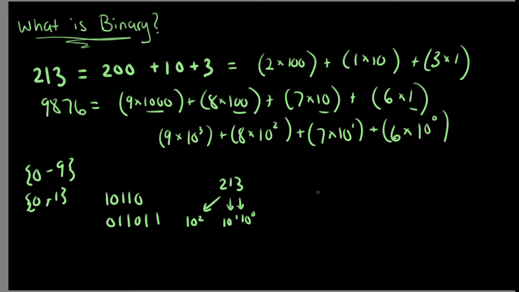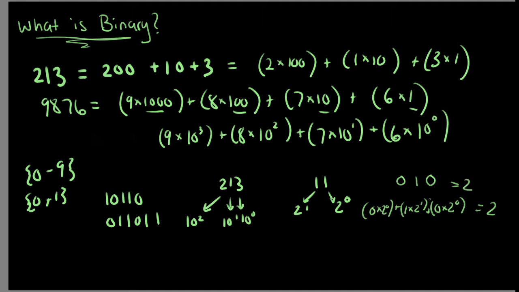So with a binary string, let's do something very simple like 1, 1. This is going to be your 2 to the 0th place, and this is going to be your 2 to the first place. So if you had a string like 0, 1, 0, it is broken down to 0 times 2 to the 0, 1 times 2 to the 1, and then 0 times 2 to the 2. And then you add all of these together and you just get 2. So this is 2.